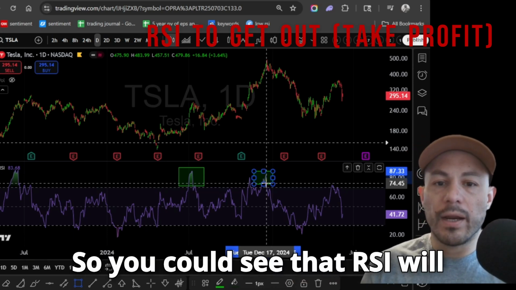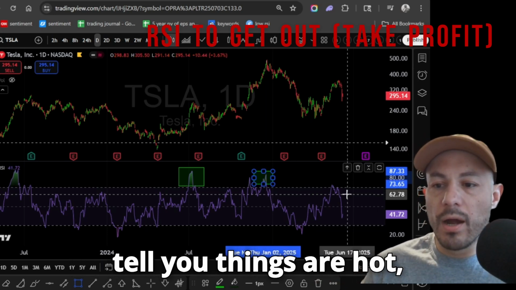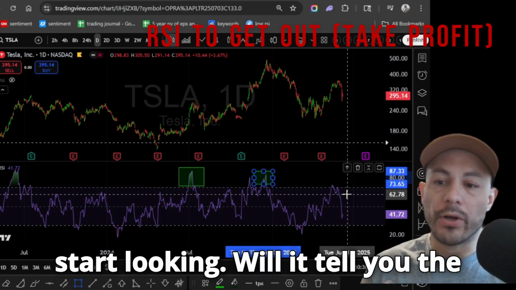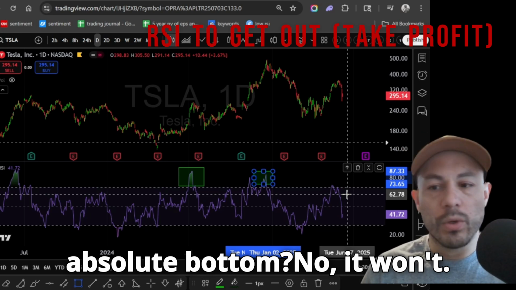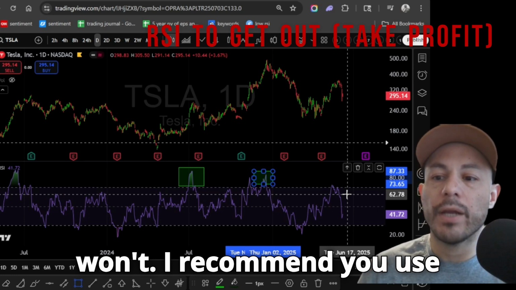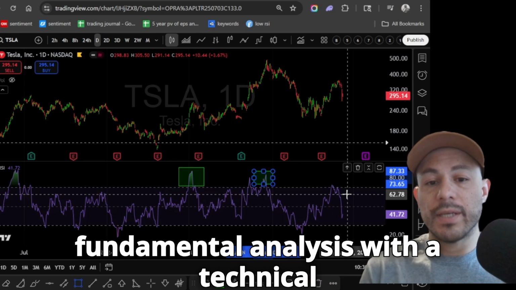So you could see that RSI will tell you things are hot, watch out, or things are really cold, start looking. Will it tell you the absolute bottom? No, it won't. Will it tell you the absolute top? No, it won't. I recommend you use fundamental analysis with a technical indicator.